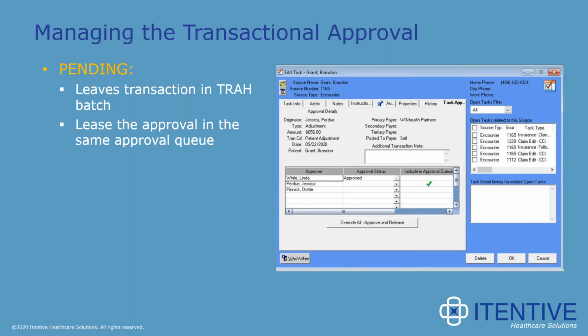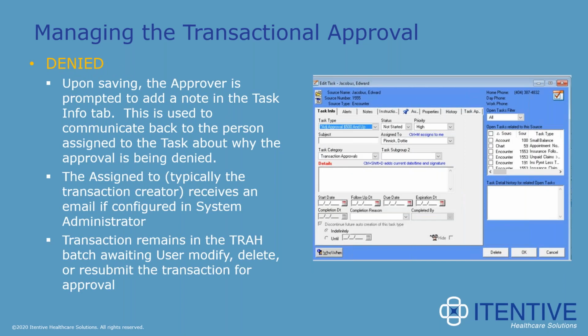And in fact, if I deny the task, it actually sends me back to this screen and makes the details here required. So the denier is required to tell the person assigned to the task. In this example, I was the transaction creator and somebody denied the approval. They have to tell me what I need to do to get this approved, or that I need to delete this transaction because they're not going to approve it.